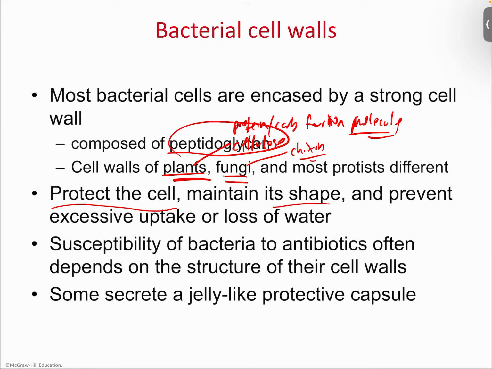It's for protection. It's for shape. It'll maintain the shape of a cell, and it also keeps you from blowing up, right? So basically it keeps from lysis.